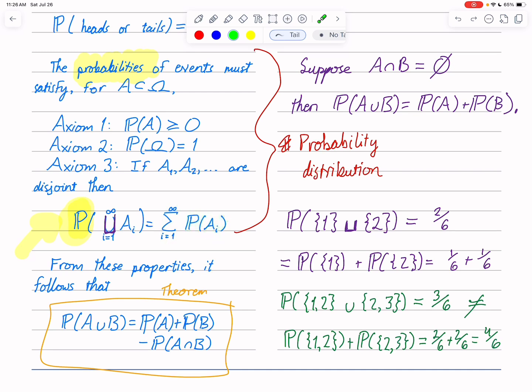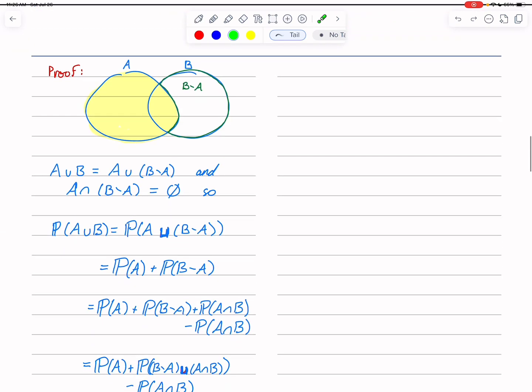So that's axiom 3. Now, from these axioms, we can prove a first theorem. This will be very useful. It tells us that we can still compute the probability of the union even when they're not disjoint. We just get a slightly more complicated formula. So the probability of any two sets, whether they are disjoint or not, is given by the probability of the first set plus the probability of the second set, but then minus the probability of their intersection. So let's prove this theorem.